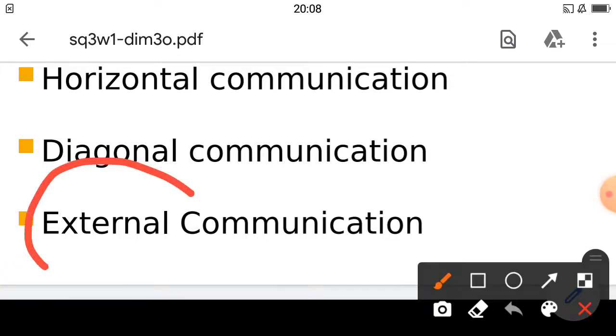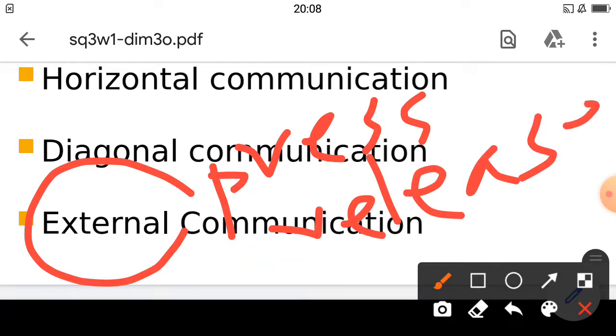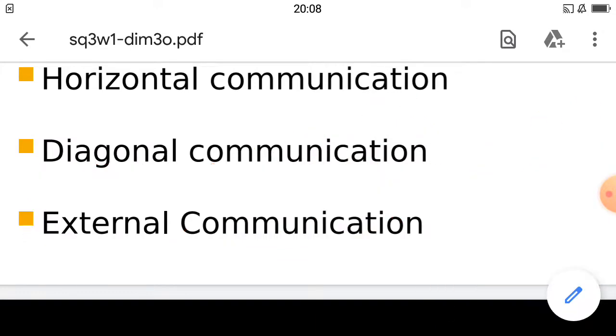So let me highlight here an example of external communication. For instance, press release. That's an example of external communication.